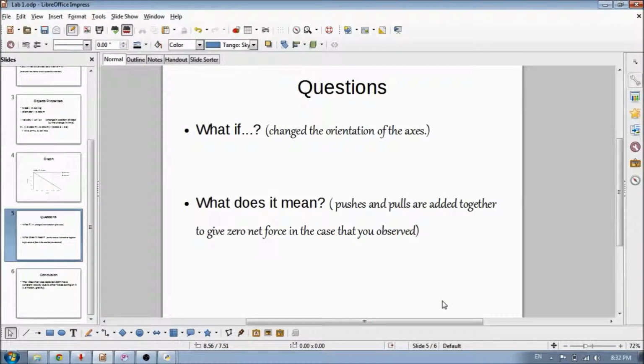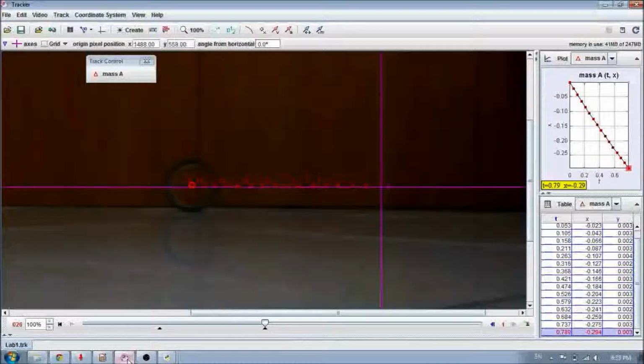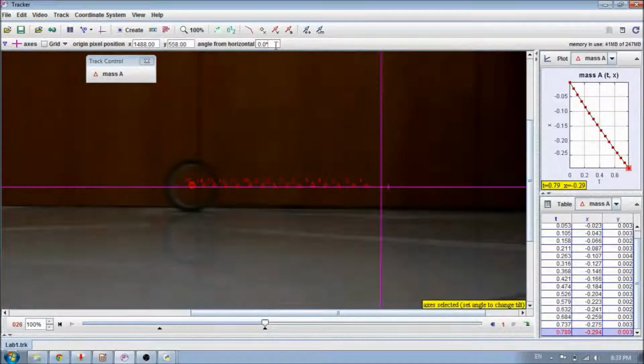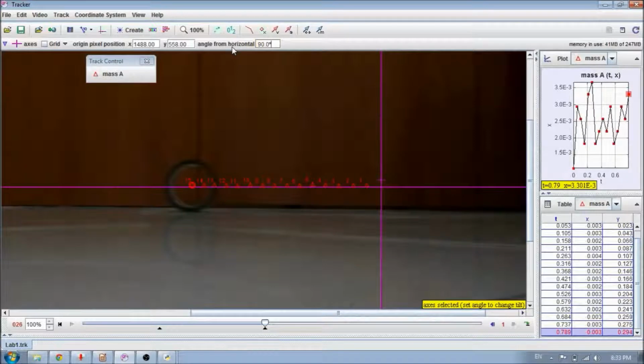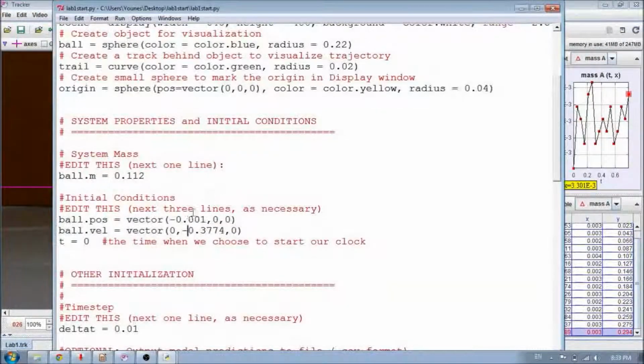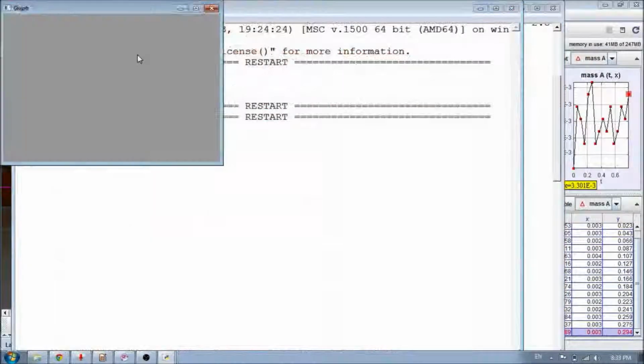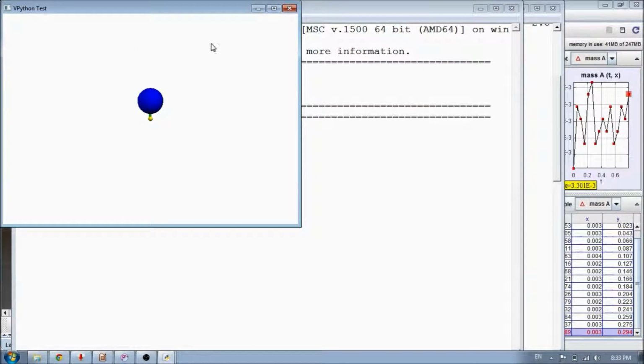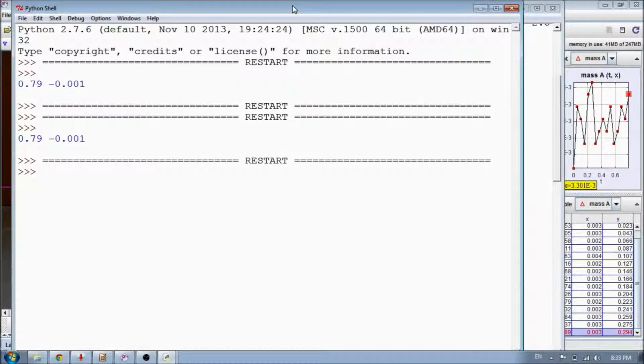Okay, so what would happen if I changed the orientation of the axis? Well, if I rotated the axis here by 90 degrees, here's what would happen. The tape would be moving in the positive y direction, not in the x direction. And here's the model to see what I'm talking about. As you see here, the magnitude of the velocity would be the same, but the direction would change if I oriented the axis.